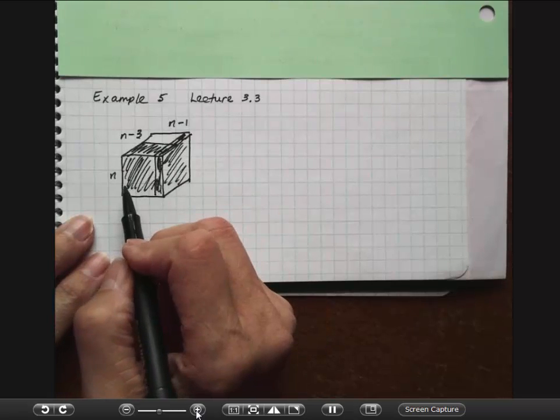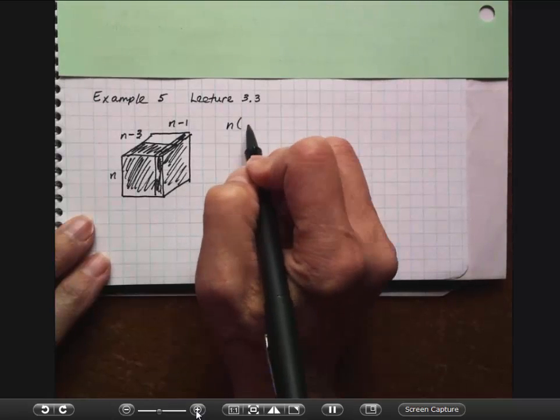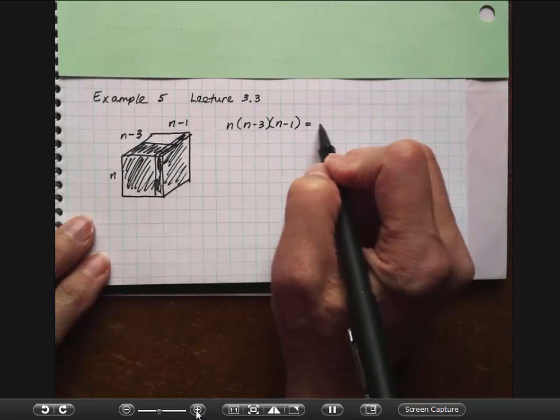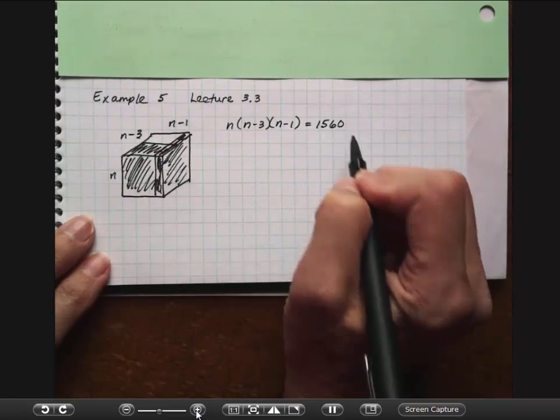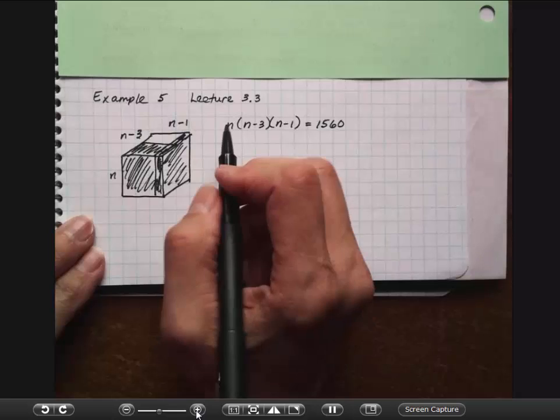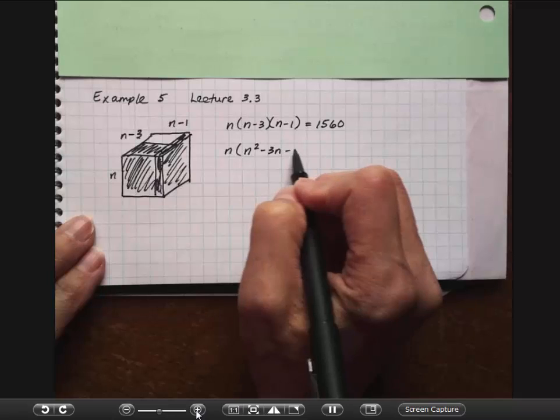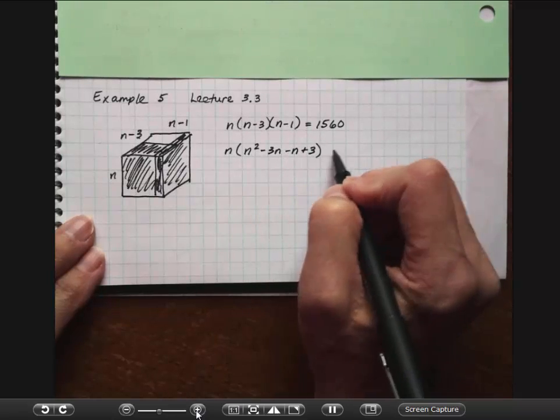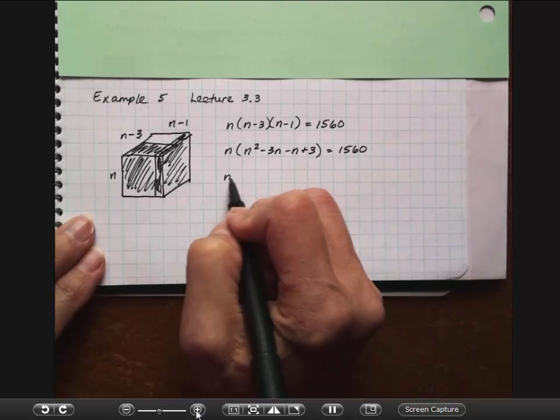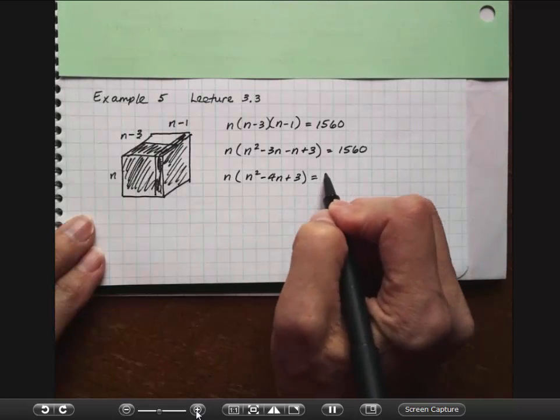So to find the volume of a cube, I need to multiply all my sides together. So I'm going to multiply n times n minus 3 times n minus 1, and that has to equal my volume, 1,560. I'm going to perform the binomial multiplication first. So that gives me n squared minus 3n minus n plus 3, and that's equal to 1,560. I'm then going to combine like terms inside the parentheses: n squared minus 4n plus 3 equal to 1,560.